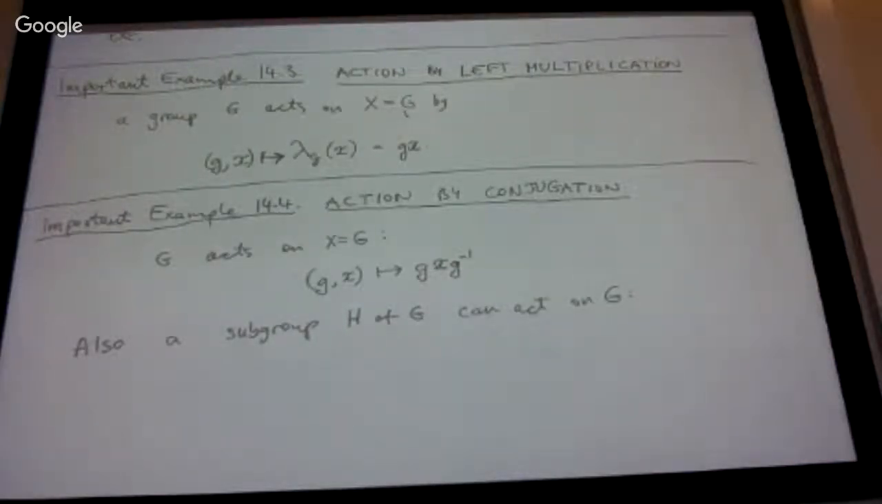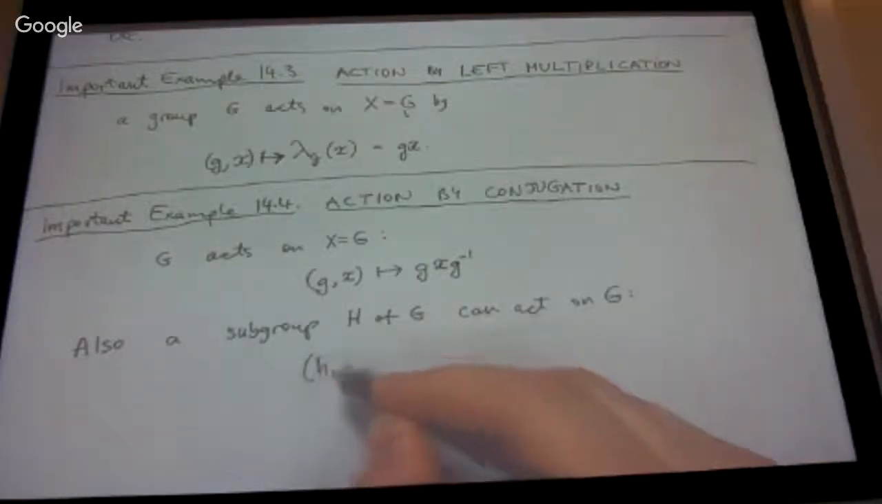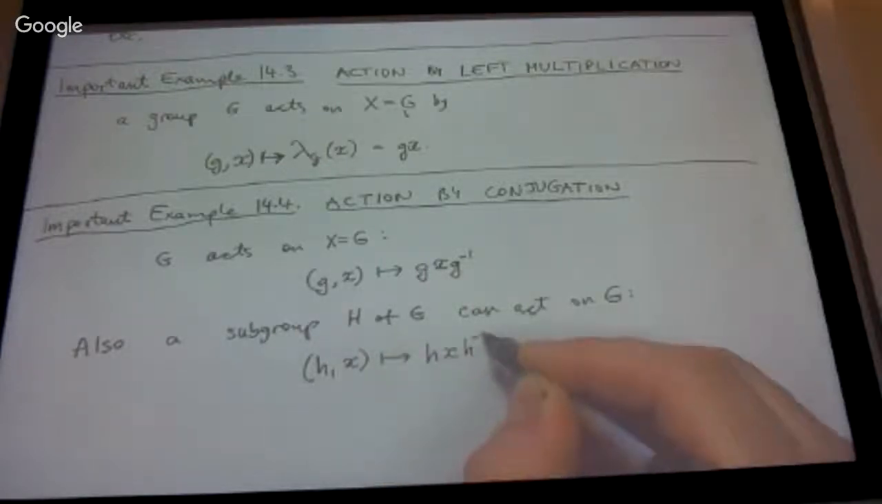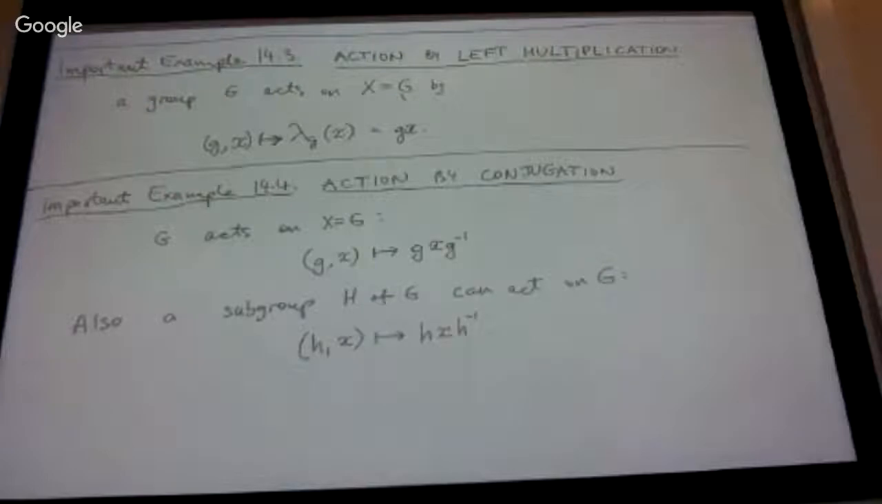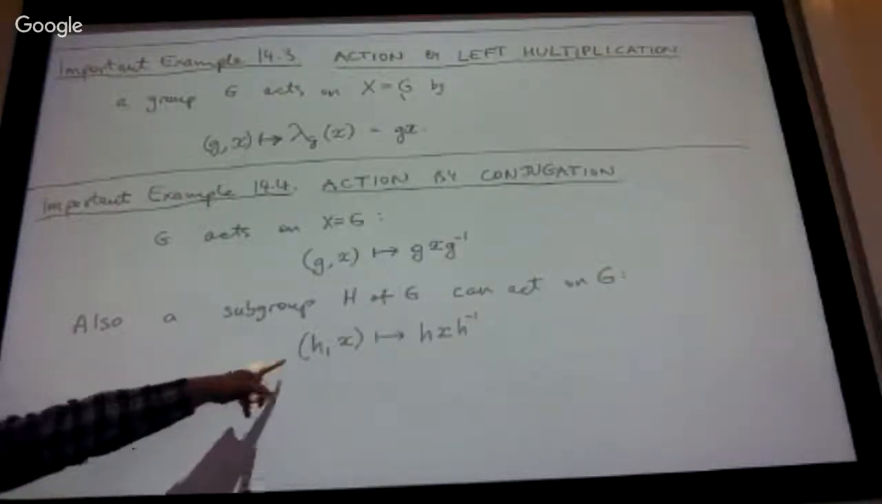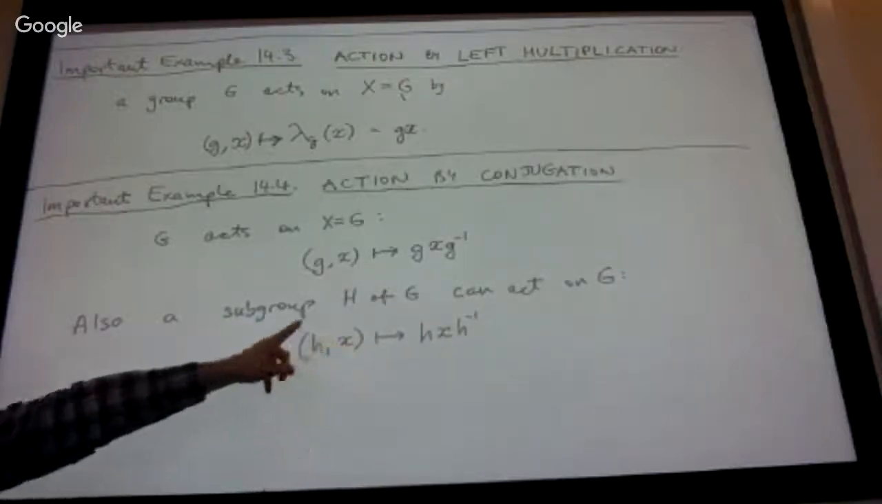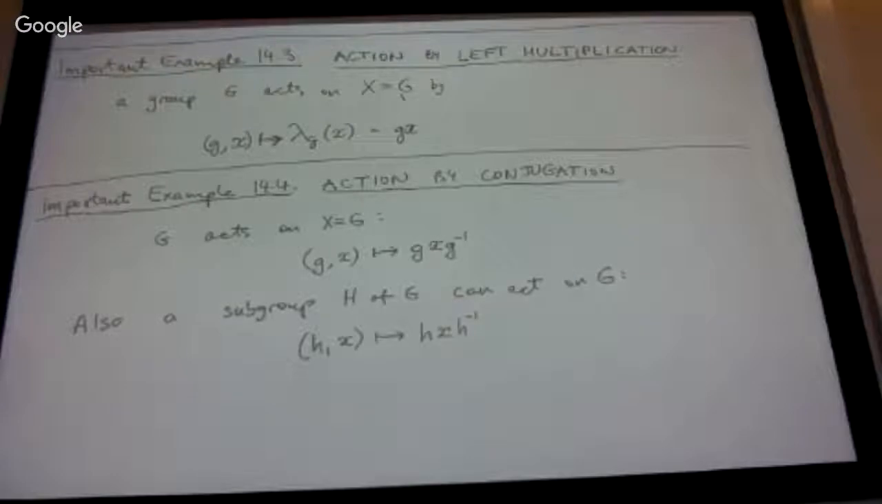It doesn't have to be the whole group acting on itself by conjugation, but it can be just a subgroup. So then the mapping itself is written in the same way. In this case, these H's have a smaller domain than these X's, but it's the same kind of thing. Does the book expand on that in any way? Oh yeah, it checks that it actually is an action.